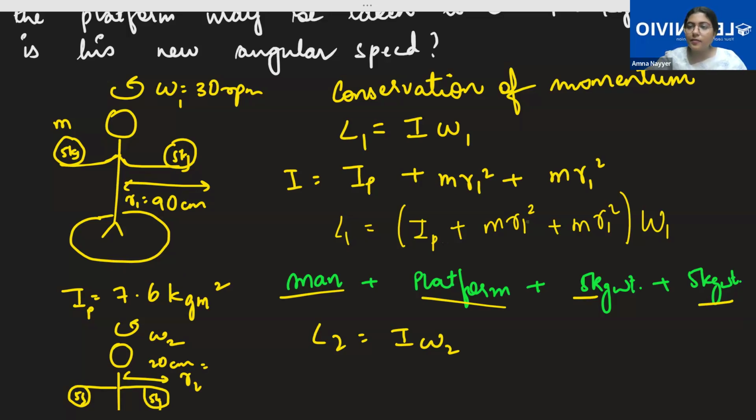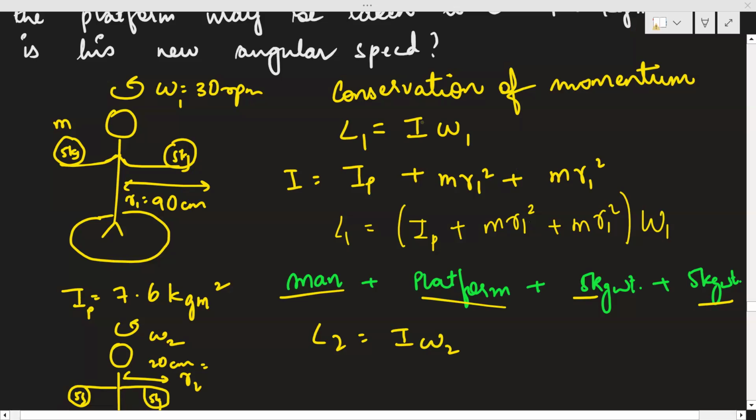Is it clear till here? Yes, miss. This much is fine? Okay, so we have calculated the moment of inertia. Anyways, this is the moment of inertia. This is the angular momentum of the first one, and the angular velocity. So like this, one equation is made.